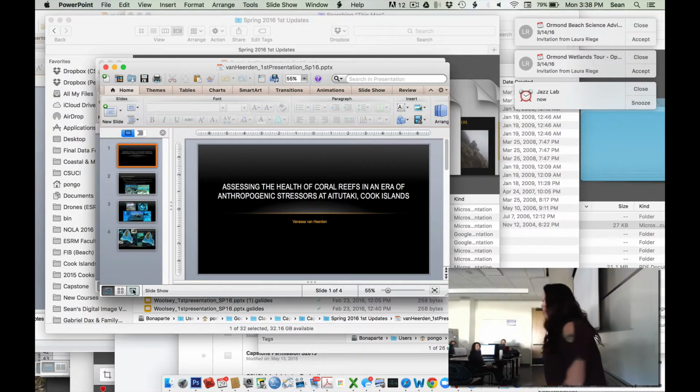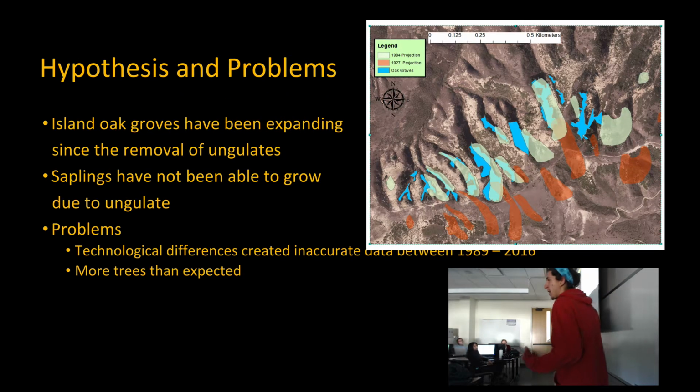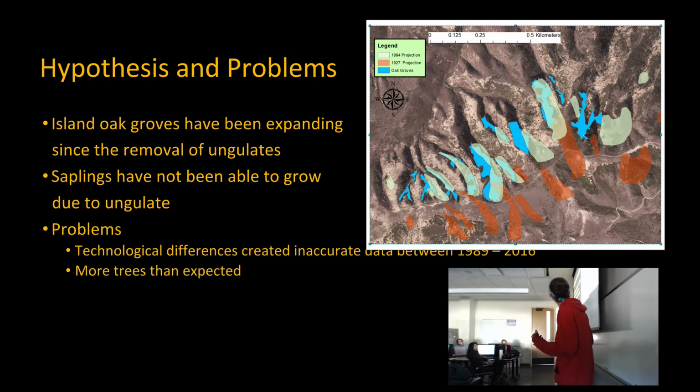That's it. Hi, my name is Jay Woolsey, and I'm looking for expansion in the Quercus tomentella groves on Black Mountain on Santa Rosa Island. So my hypothesis is that since the removal of non-native grazers, we're going to be seeing expansion in these grove areas because the grazers aren't coming in and eating all the saplings. So issues with this project is projections from old maps using old technological systems have provided us poor data, and we're seeing problems with that, as you can see in this lovely map right here.